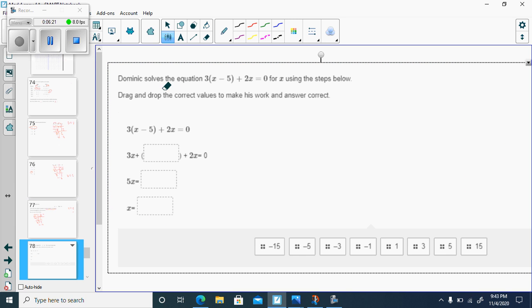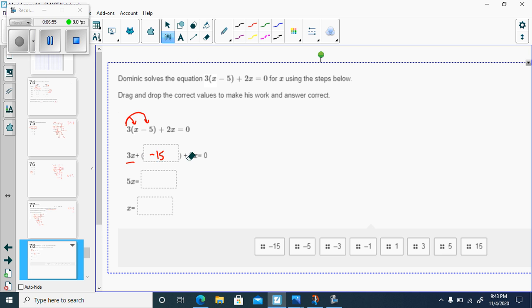Okay, Dominic solves the equation 3 in parentheses x minus 5 plus 2x equals 0 for x using the steps below. Drag and drop the correct values to make his work and answer correct. Now, sometimes these things look a little strange. You have to be careful. 3 times x would give me 3x, okay? And it says plus, so I'm going to say it's going to be a minus 15. So wouldn't that be plus a negative 15? Okay, see, I need a negative 15 in here. Plus 2x equals 0.